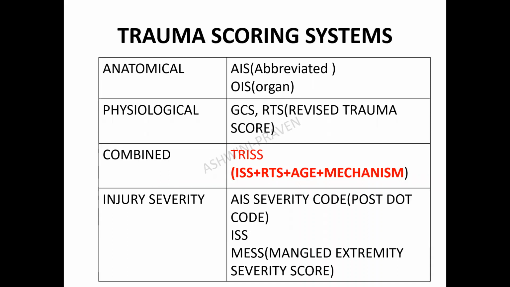So as I told, we are going to deal with the trauma scoring systems. So anatomical, physiological, combined, injury severity. Based on these 4, the trauma scoring systems can be divided. So what is anatomical? Based on just the anatomy of the organs, or the anatomy of head to foot organs, regions. So both these come under anatomical. Physiological, they form the GCS, RTS, both form the physiological indices. Combined: trauma injury severity score and injury severity, only based on the severity alone. Here comes the post-dot code, ISS, TRISS, everything along with MES. So based on these 4 categories, we can divide the trauma severity index.